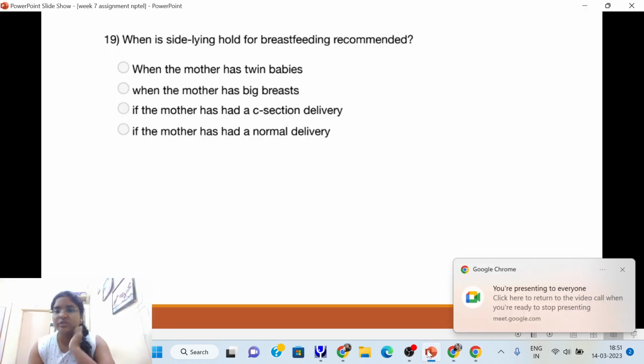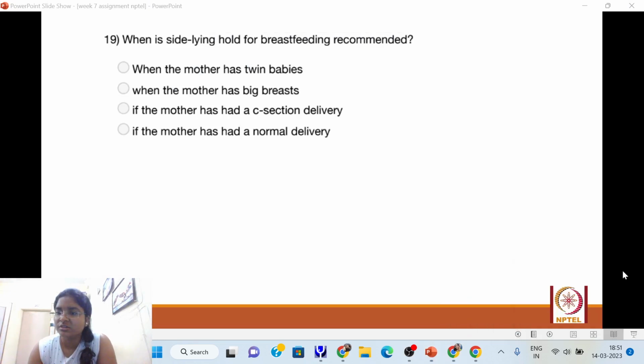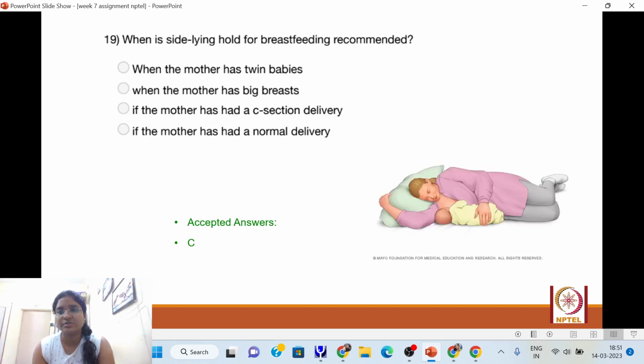Let's see what is the correct answer to this question. The correct answer is C. If the mother has had a C-section delivery, she may be having problems in attempting the other holds like the cradle hold or the C hold. The most comfortable hold will be the side-lying hold for breastfeeding, as you can see here, right? So because of the C-section, this position is most comfortable for the mother to breastfeed her child, right?